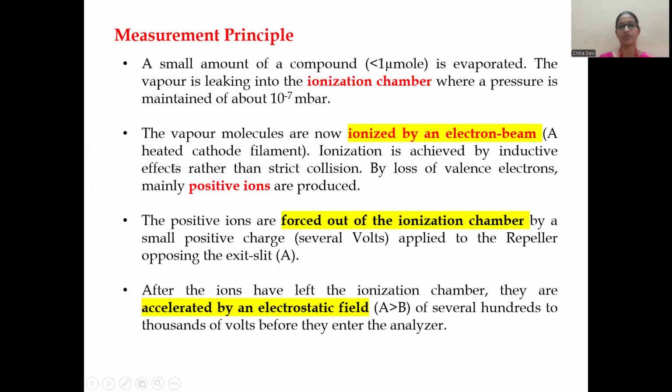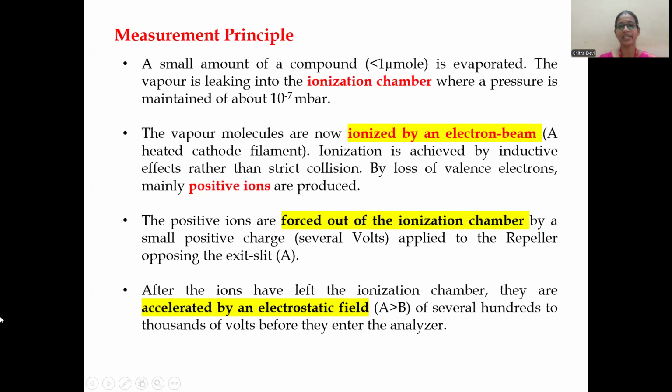So a small amount of a compound or sample which we are going to analyze will get vaporized first, and the vaporized sample will be sent to the ionization chamber, where it will produce small ions with the help of a strong electron beam that will be there inside in the form of a heated cathode filament. Because of this, ions will be produced.